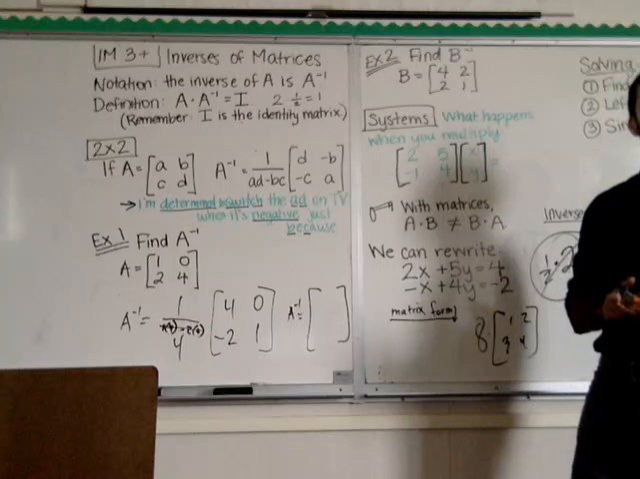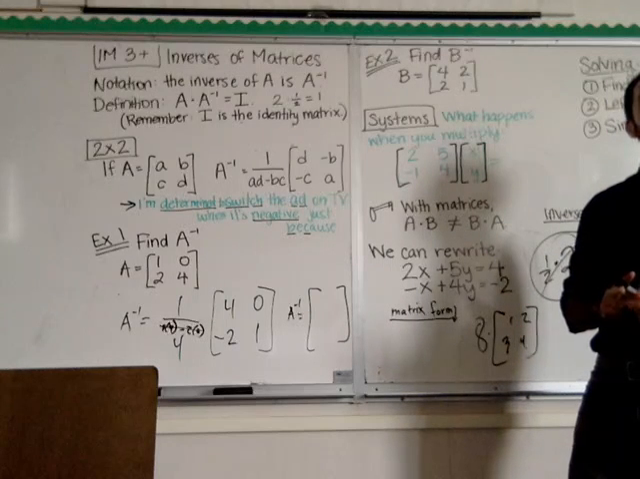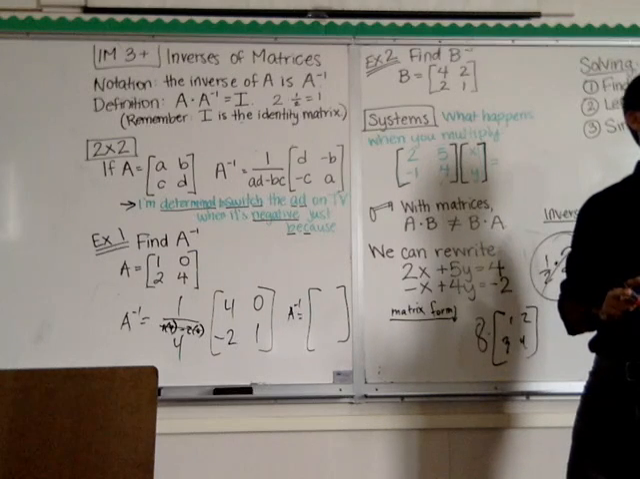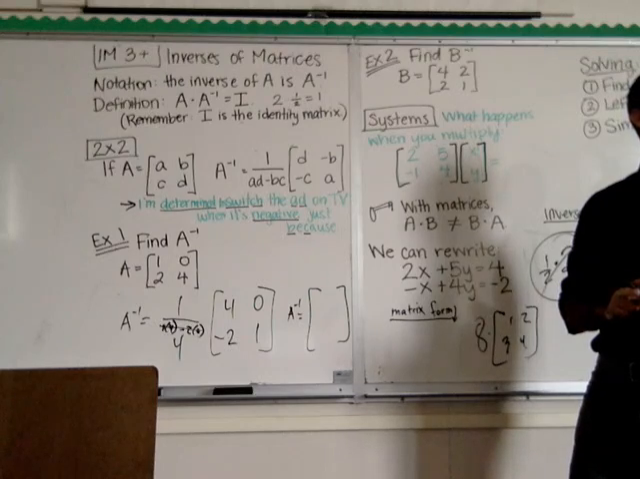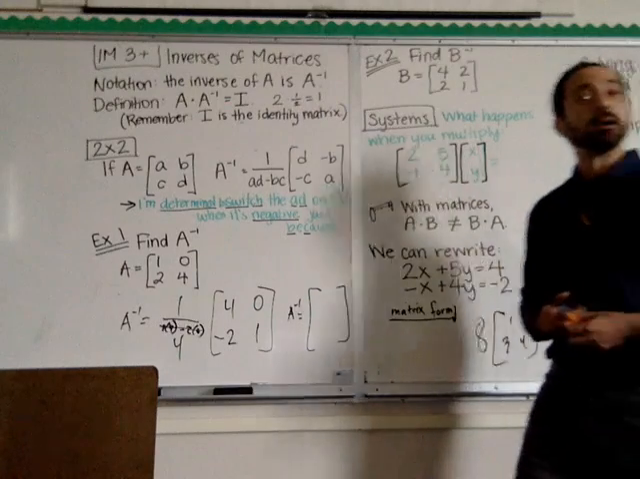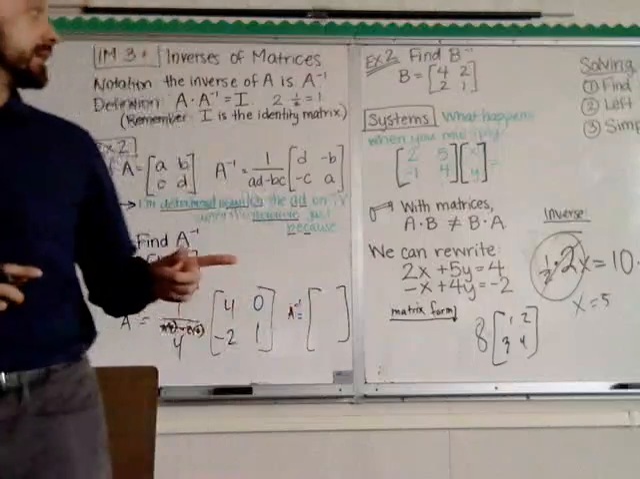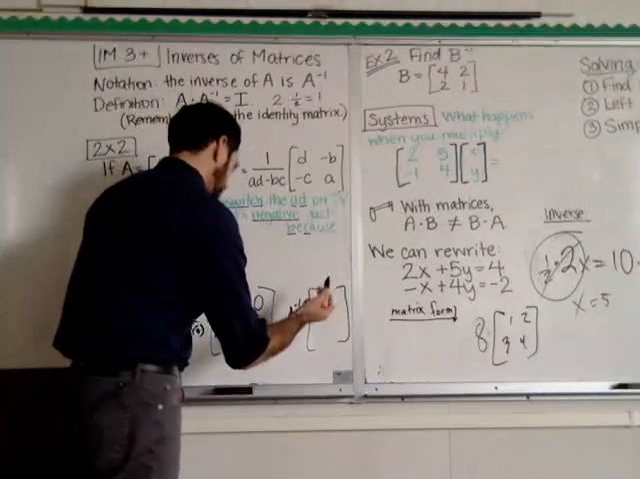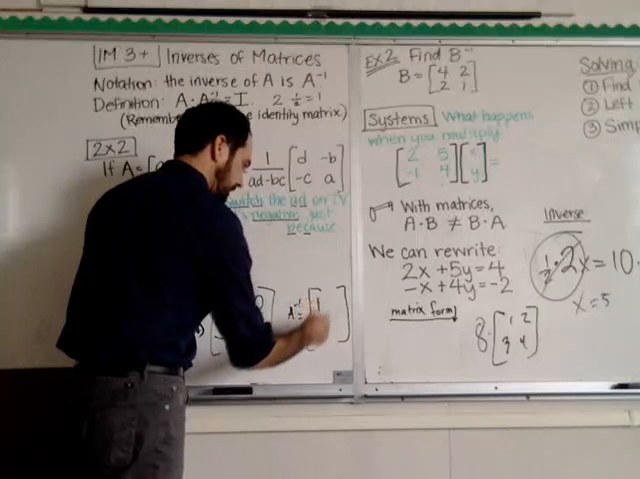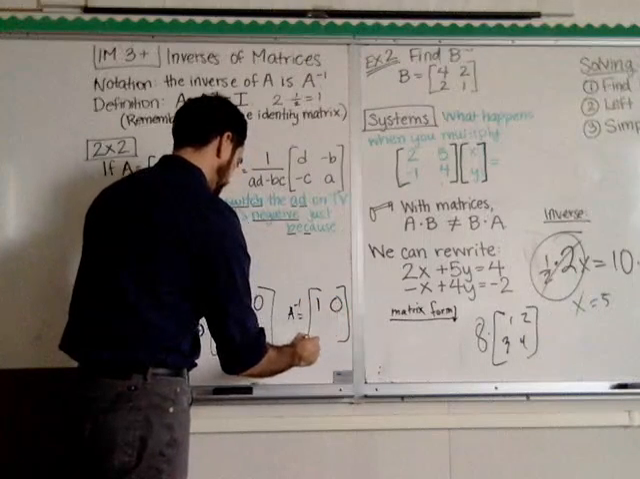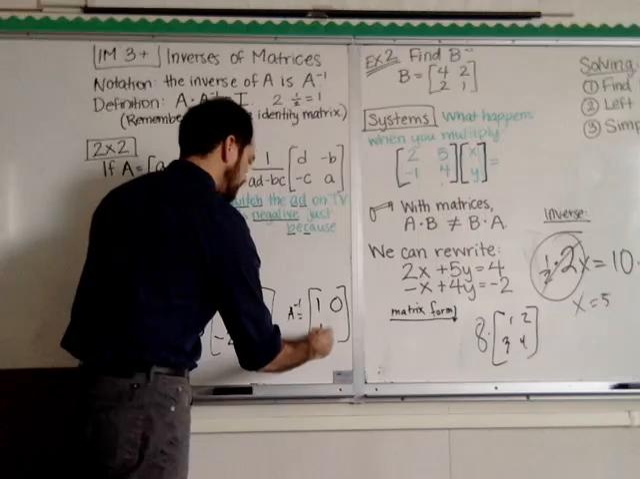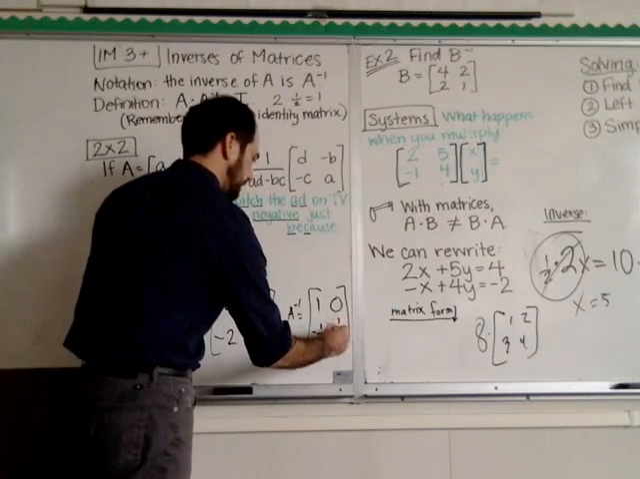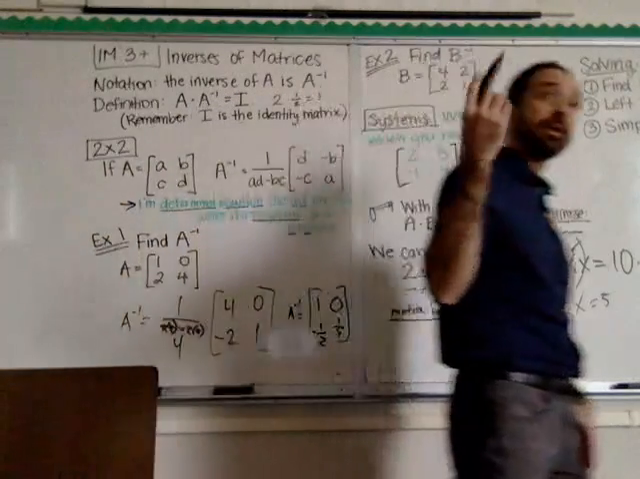All right, let's call on somebody. Sonia, can you help me out? What's going to end up in here? Go for it. I've got 1, 0, and then negative 1/2, and then 1/4. Perfect. Perfect. Everybody get that?